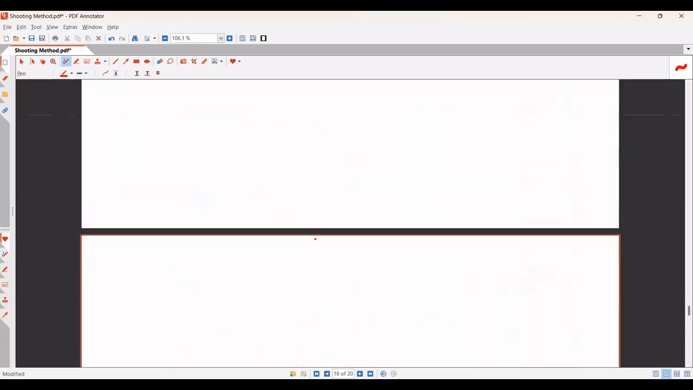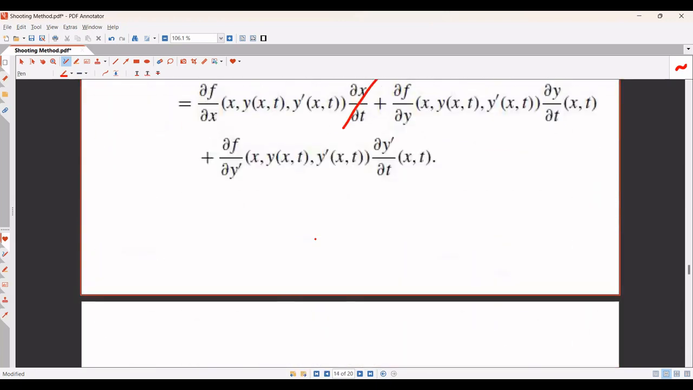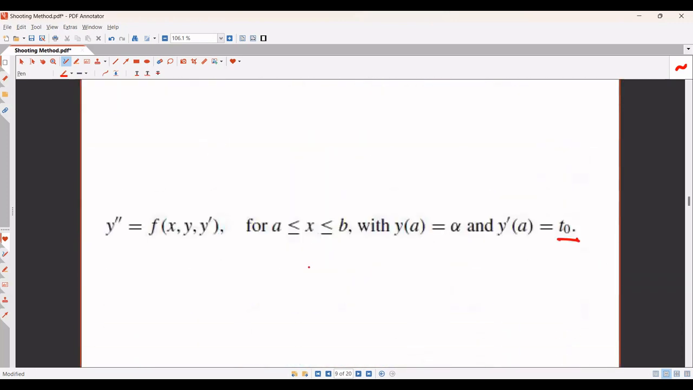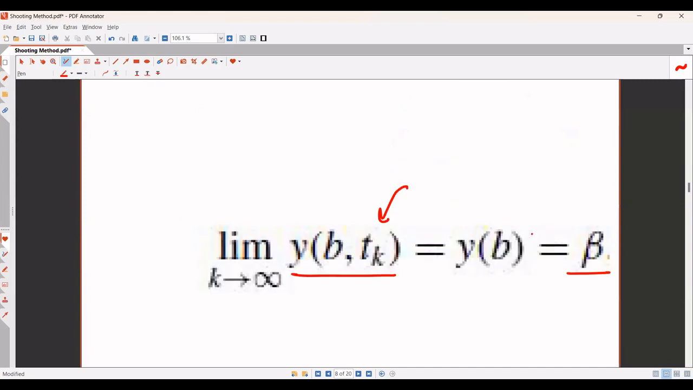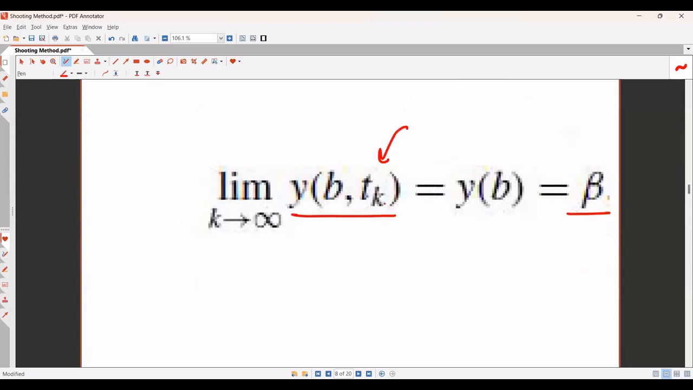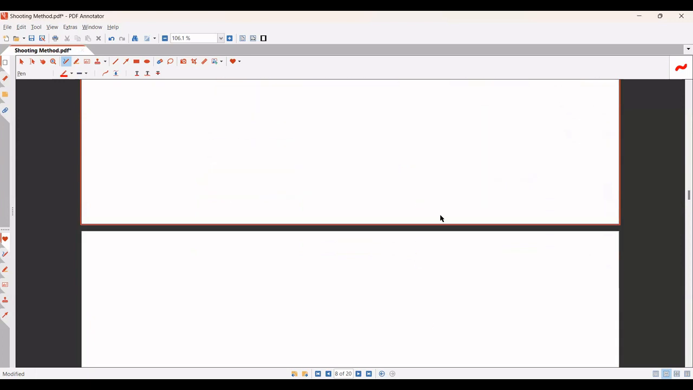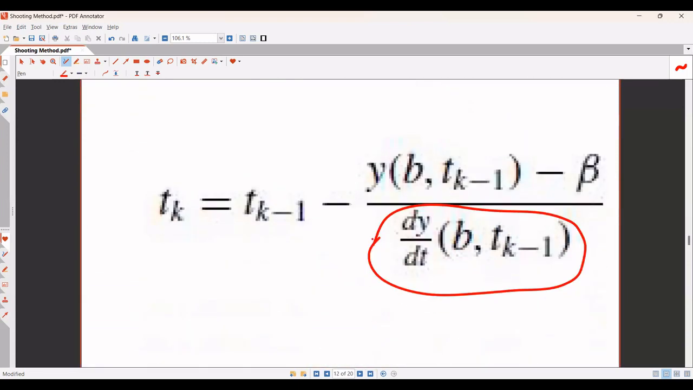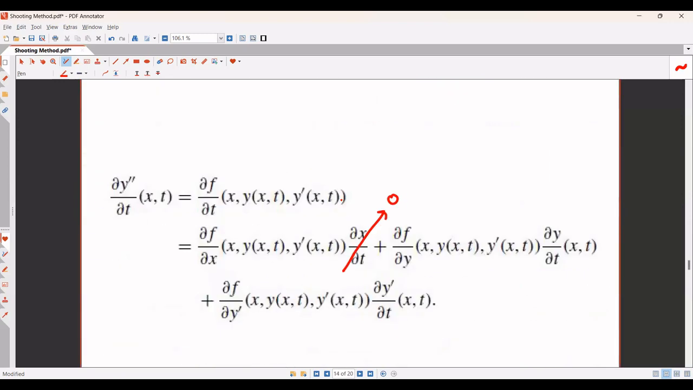And using that t_i at each loop, you are going to solve this initial value problem, but this time t1 instead of t0. Next time t2 instead of t1. And you have to continue the loop until you get the value of y to be sufficiently close to beta at the point x equals b. After you reach that point, you stop the loop. This is how the algorithm works. So there are a lot of initial value problems involved. No boundary value problem involved.